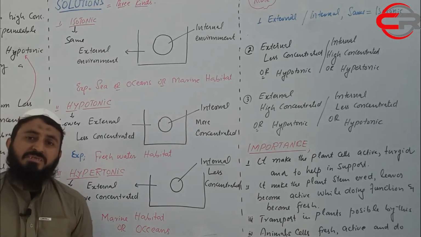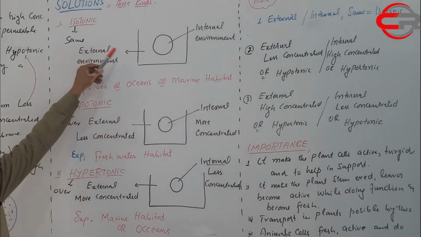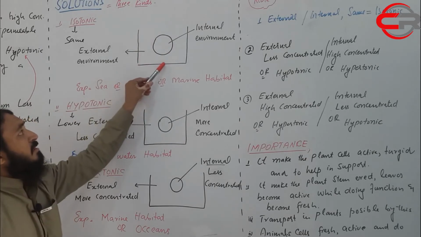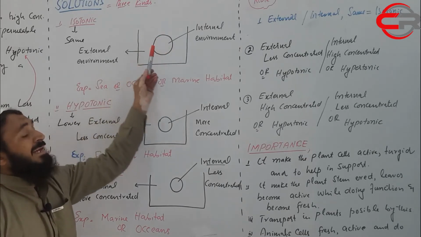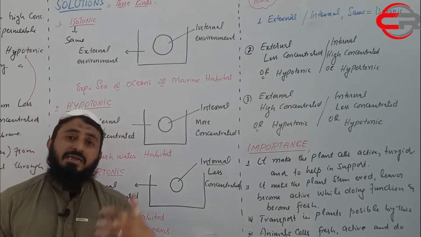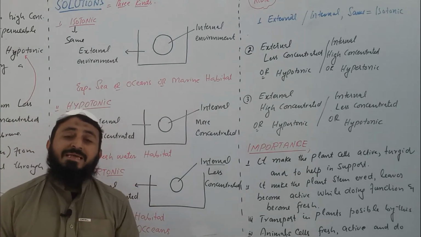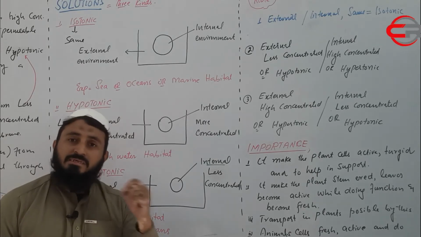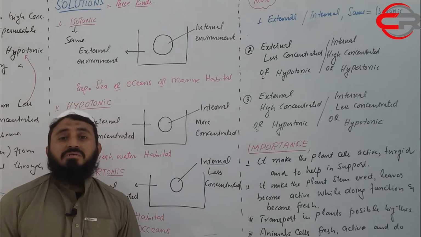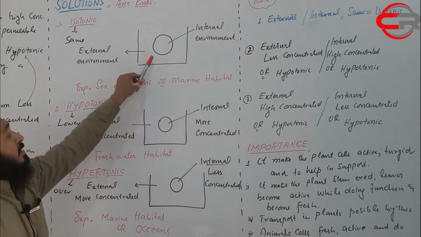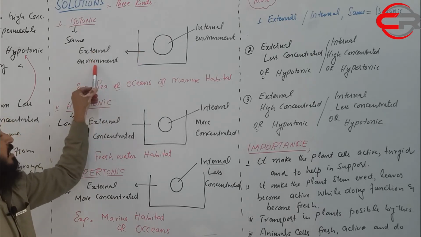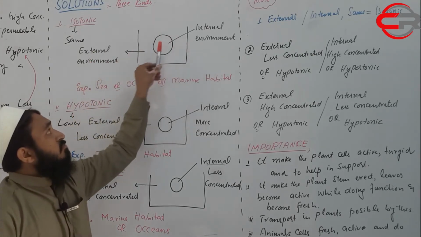So what does it mean? An isotonic solution means that the external environment and the internal environment are the same. The internal environment means the internal medium of the cell, the internal environment of a body, of a plant, of an animal. So the inside of the body is the same as the external environment. So the external environment is this, the internal environment is this.